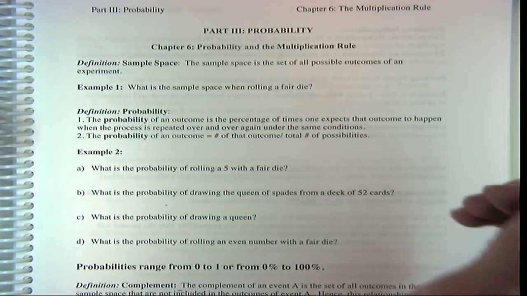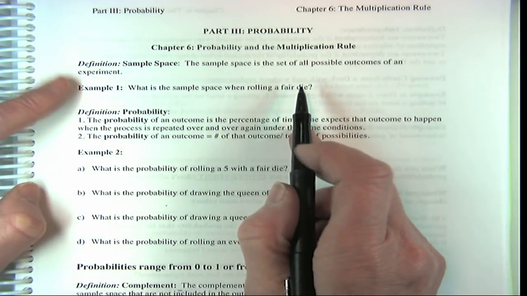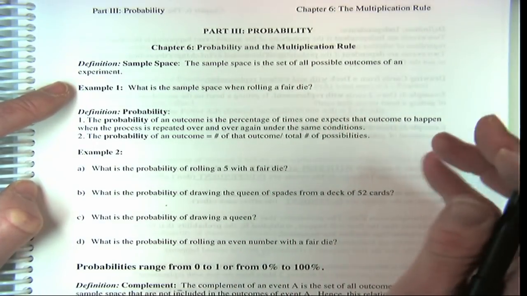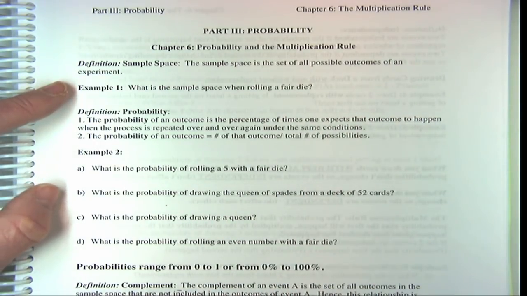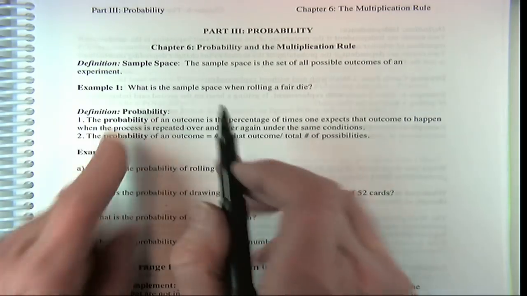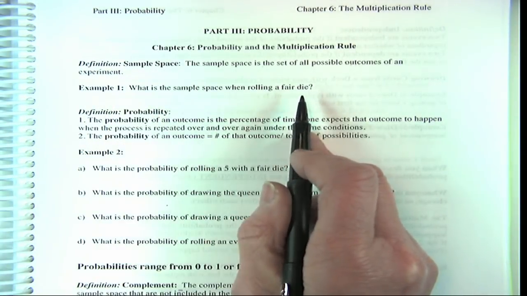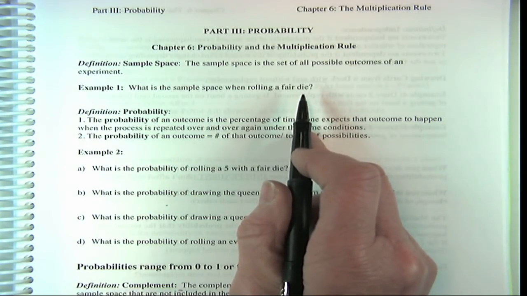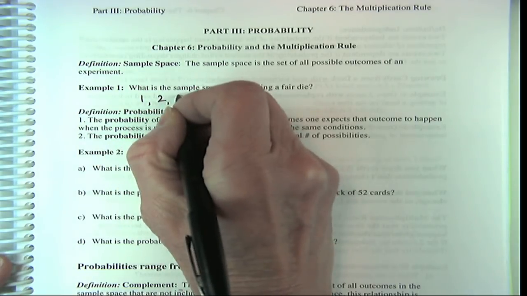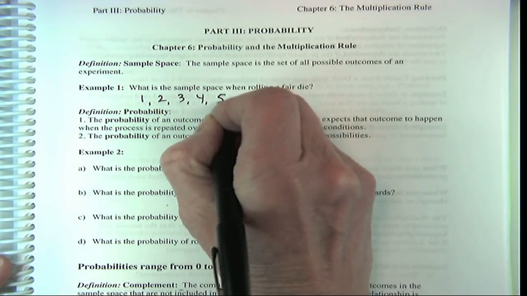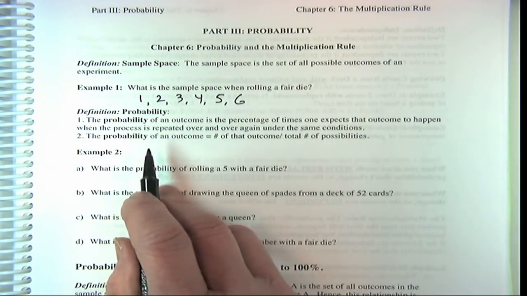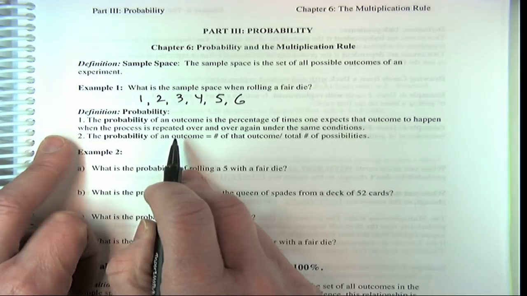All right. So we're going to start off with this definition of a sample space, and that's the set of all possible outcomes of some experiment. So for example, what would be the sample space when you roll a die? It's all possible outcomes. Well, you could just get a 1 spot, 2 spots, 3 spots, 4 spots, 5 spots, or 6 spots.